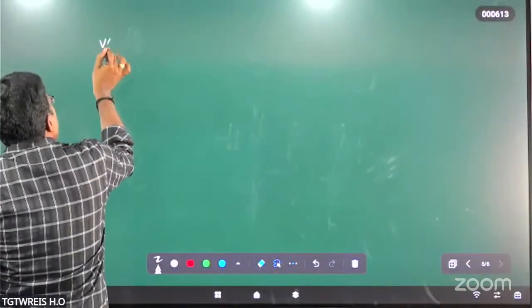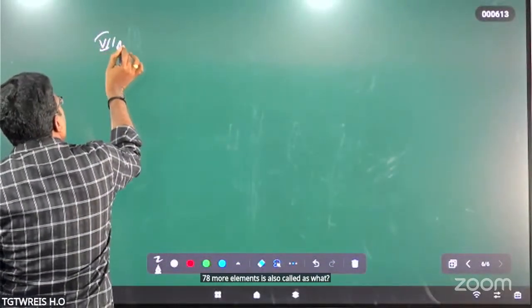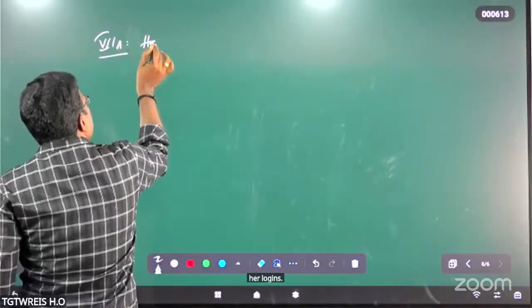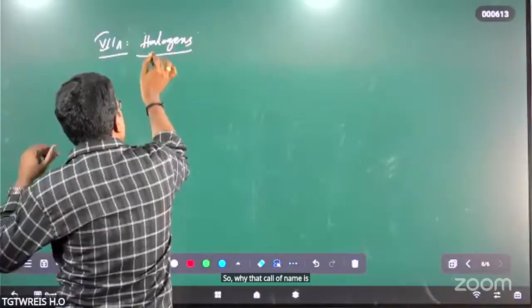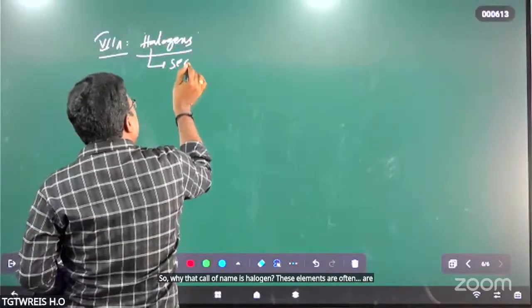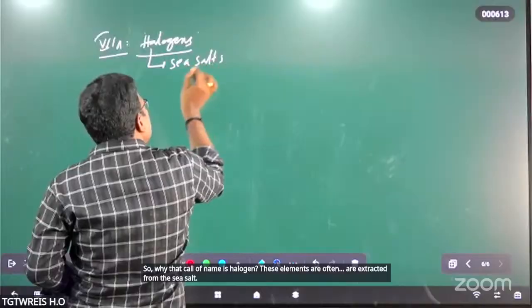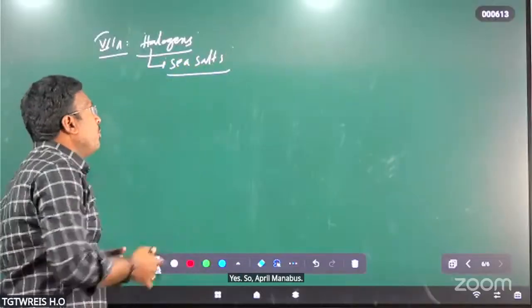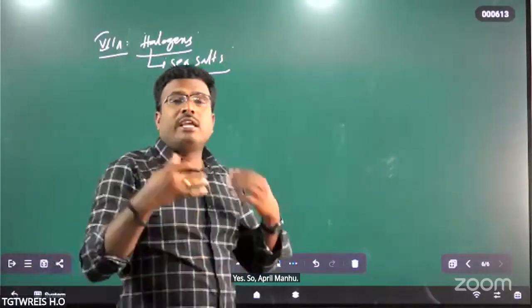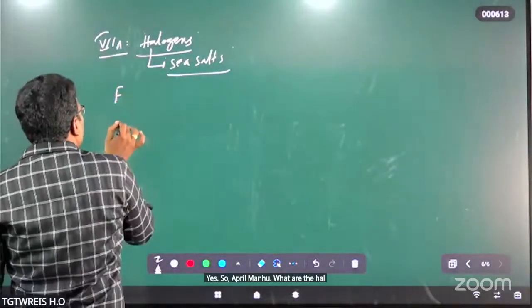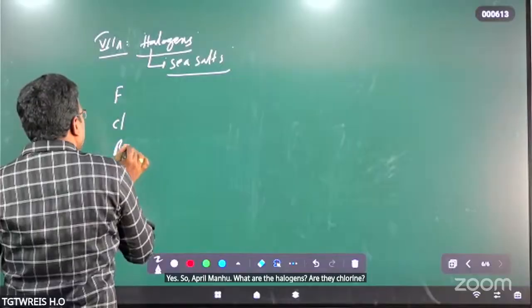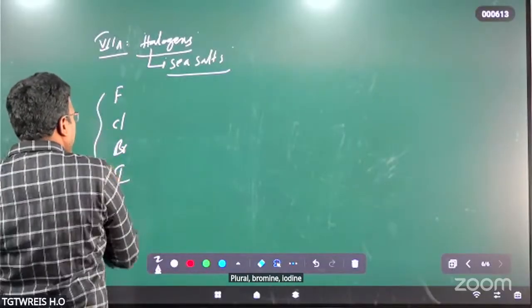7A group elements are also called halogens. Why are they called halogens? These elements are often extracted from sea salts. So the elements extracted from salt from sea water are called halogens. What are the halogens? Fluorine, chlorine, bromine, iodine. These are called halogens.